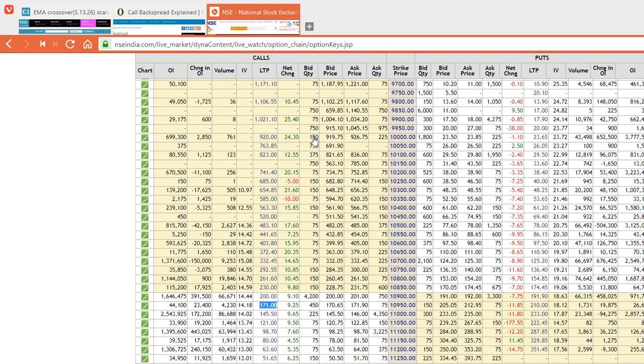Even if markets expire worthless here, you will be in small profit but not huge losses, right? Same goes with, as I told you, if the market goes up also. If it reaches here or here, then you will be in profit, because you have two options which you have bought. So that's just an additional tip.